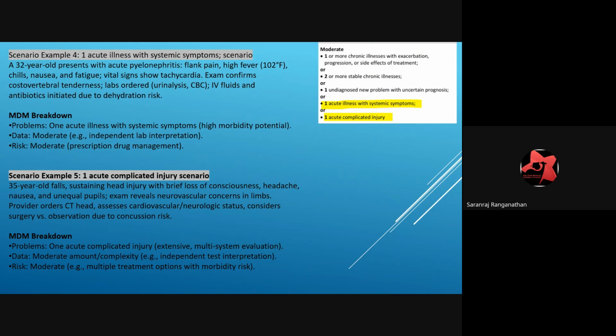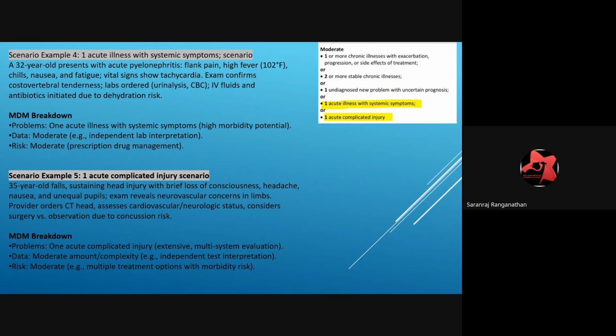If you see the example I provided, a patient with kidney inflammation, that is pyelonephritis, and he is having flank pain, which is related to the inflammation, especially of the kidney, fever, which is related to the inflammation, chills, which is related to the inflammation, nausea and fatigue, which are partially related to the kidney condition. So these are some of the supporting documentation. This tells you the patient is having acute illness with systemic symptoms.